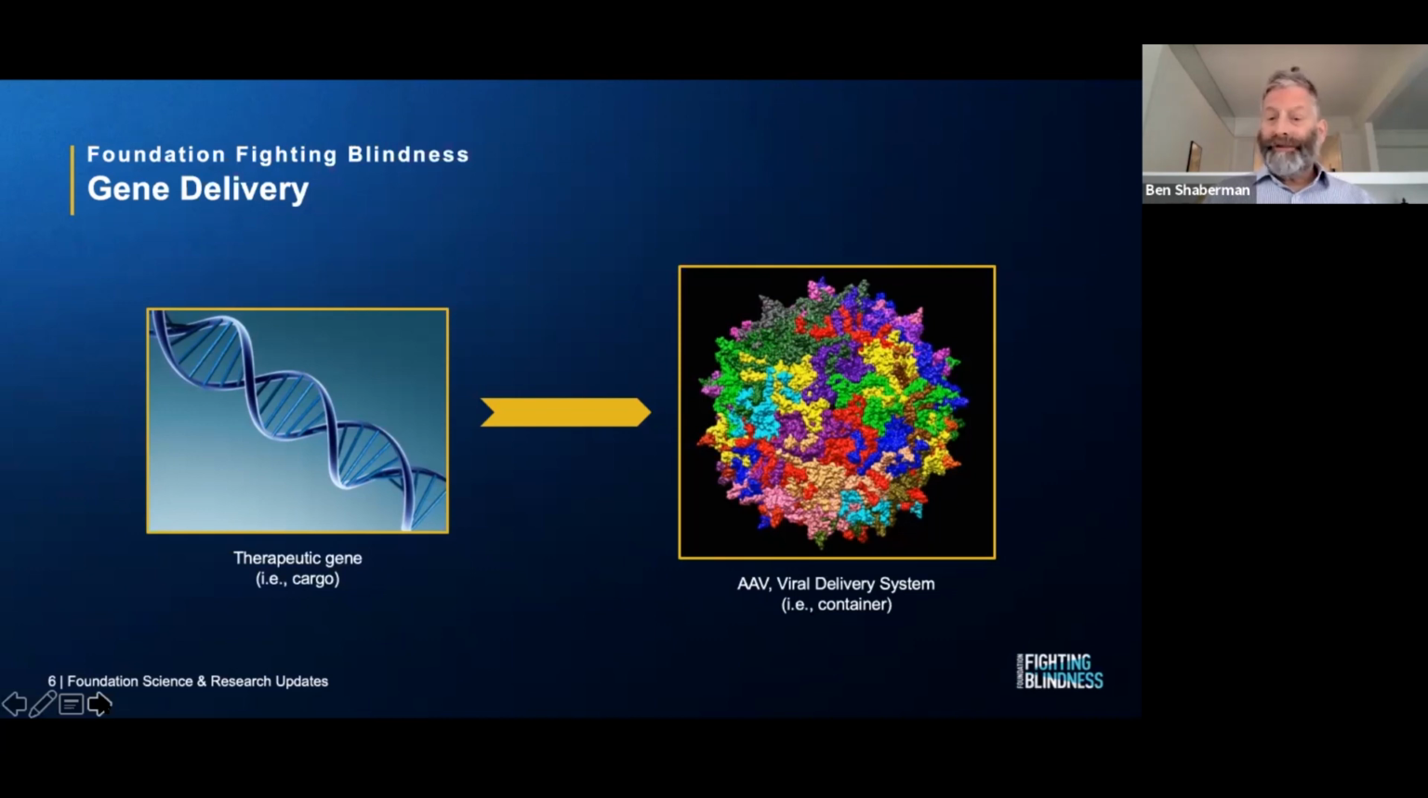These human engineered viruses are safe. The natural version of these viruses are common in our environment. Many humans are exposed to them and have no reaction. So that's one of the big reasons that adeno-associated viruses have been chosen as therapeutic delivery systems, because they are safe. And they do a reasonably good job of penetrating retinal cells to deliver their genetic cargo.